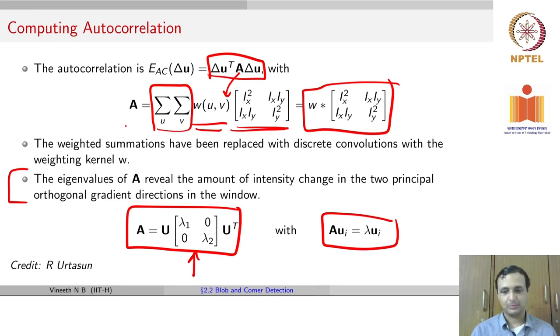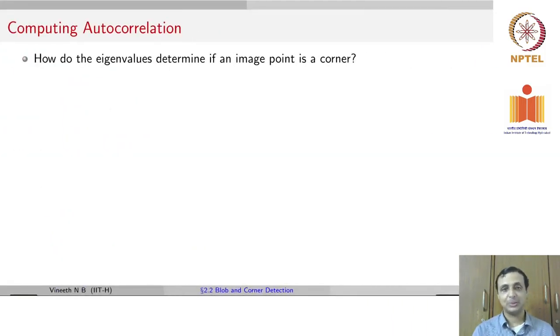Where do we go from here? How do we go from here to finding a corner? Okay, that's the question we're asking. Think about it for a moment. How do you think you can go from the eigenvalues of A to a position of a corner?